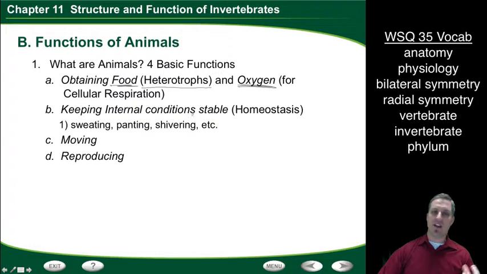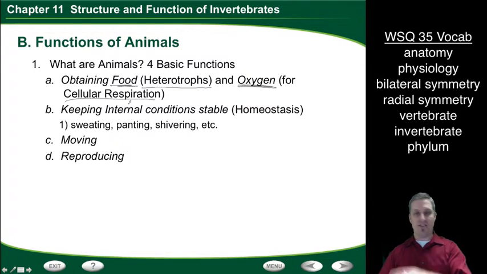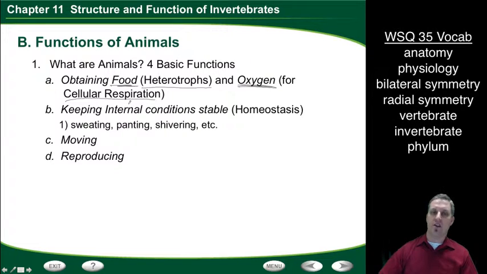Okay, so two things that animals have to obtain are food, that's why they're heterotrophs, and oxygen. Why oxygen? That's for cellular respiration. Just as plants need to have carbon dioxide for photosynthesis, we know that animals have to gain oxygen for cellular respiration. Secondly, animals have to keep their internal conditions stable.